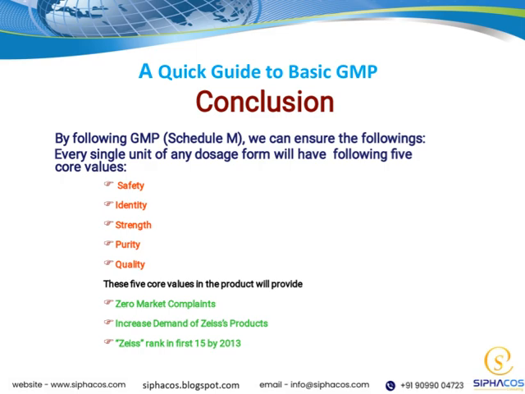Quality control checks are also a fundamental part of GMP. Regular testing and inspections catch issues early and prevent substandard products from reaching consumers. Finally, GMP encourages a culture of continuous improvement. We should always be looking for ways to enhance our processes and prevent errors before they happen.